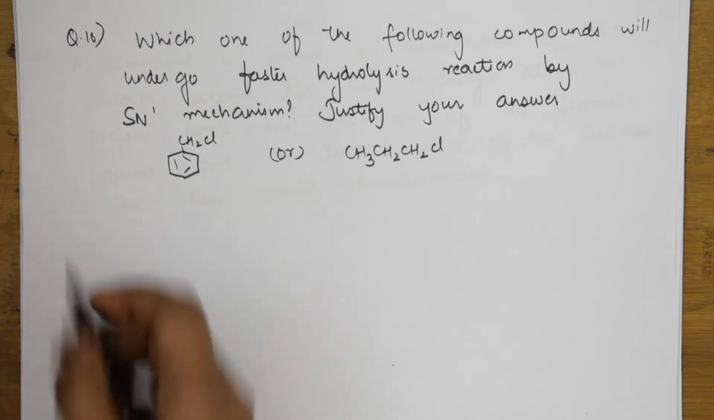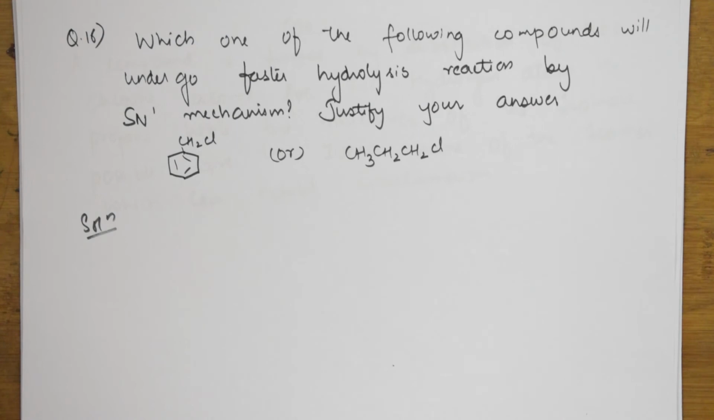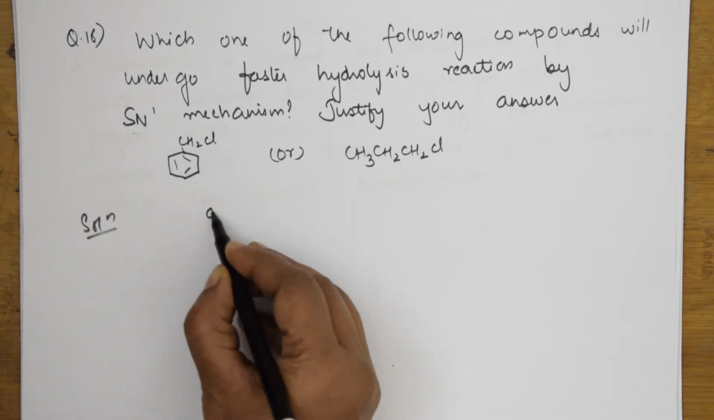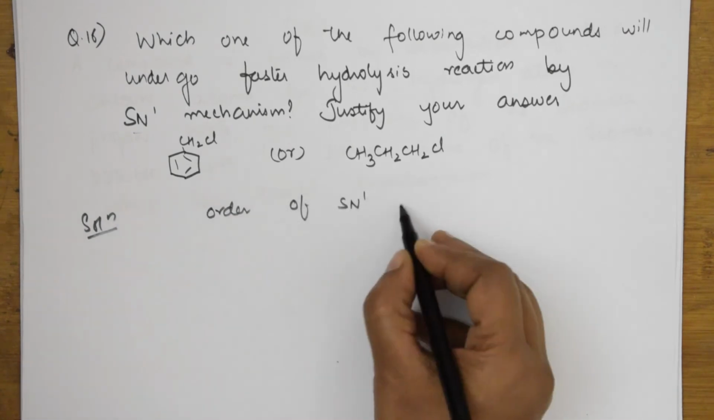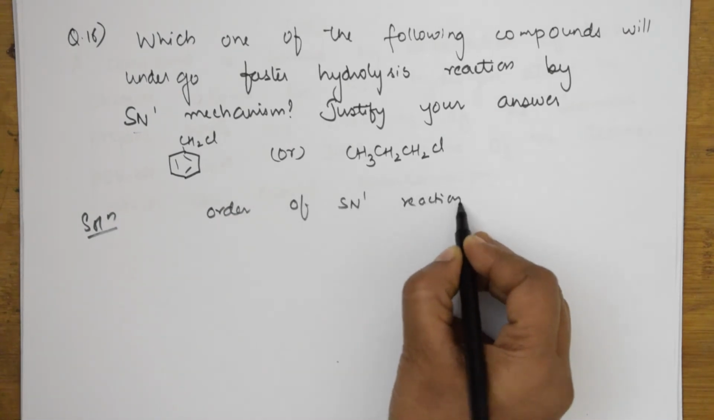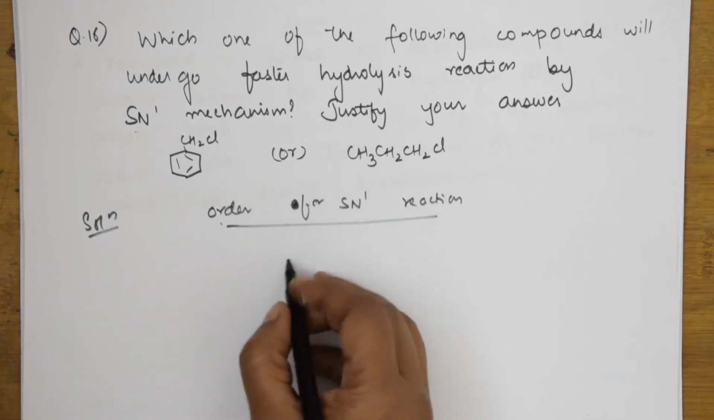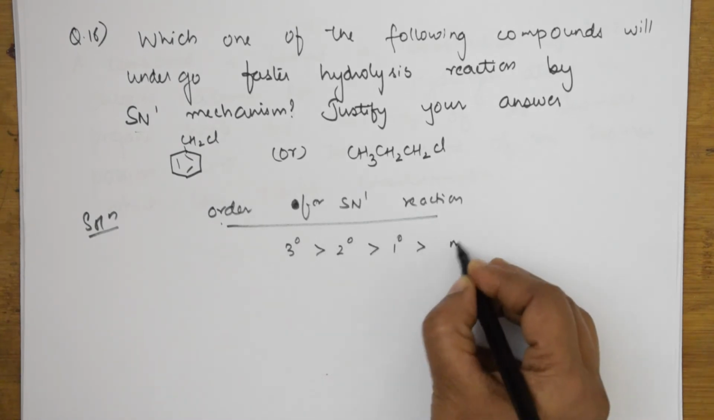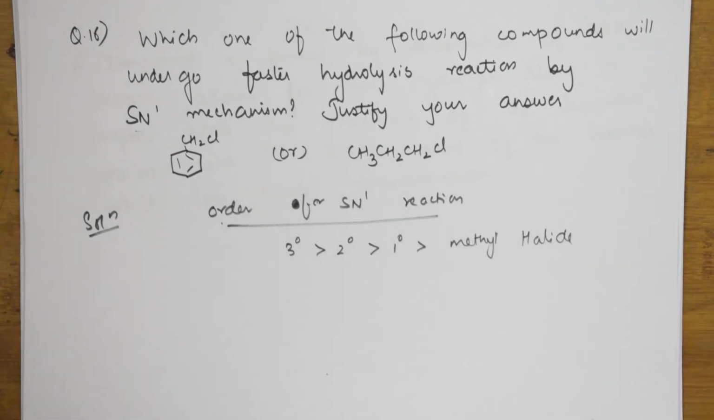What did they give me? The 16th question. They said, which of the following compounds will undergo faster hydrolysis reaction by SN1 mechanism? Justify your answer. First of all, whenever SN1 mechanism is given, you have to remember the order of SN1 reaction, because I have done the mechanism also. Please watch the video for SN1 and SN2 in haloalkanes. The order for SN1 reaction is 3 degree greater than 2 degree greater than 1 degree greater than methyl halides. Remember, this is the order for SN1.